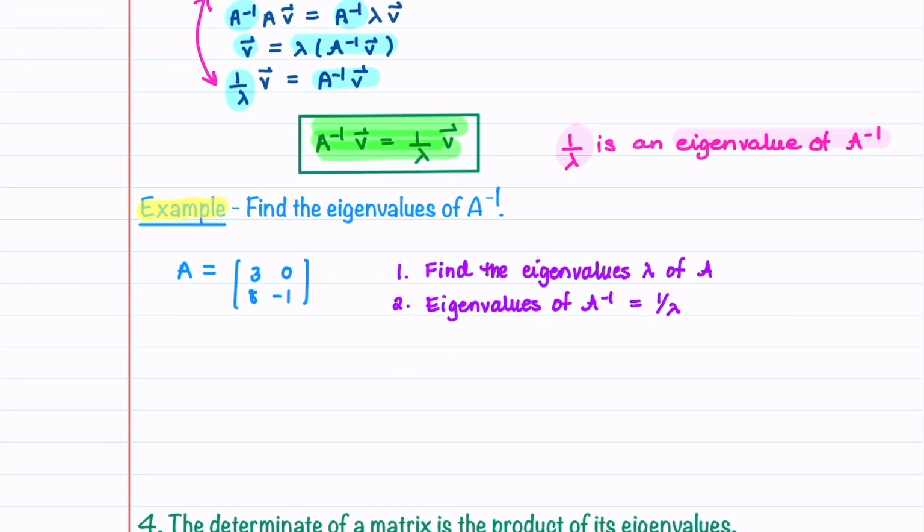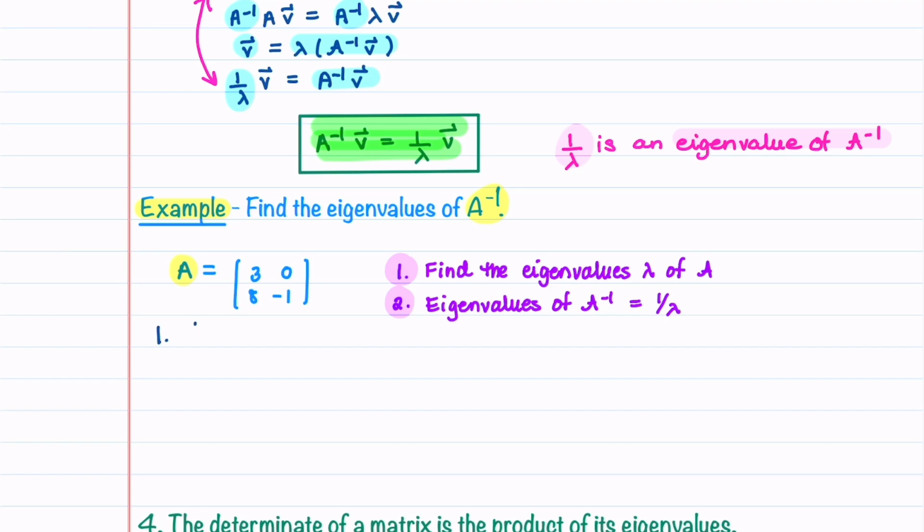Let's now do an example. We're going to find the eigenvalues of A inverse, and we're given matrix A. There are two steps that we're going to have to follow. We first have to find the eigenvalues of A, and then the eigenvalues of A inverse are just going to be the reciprocal of the eigenvalues of A.